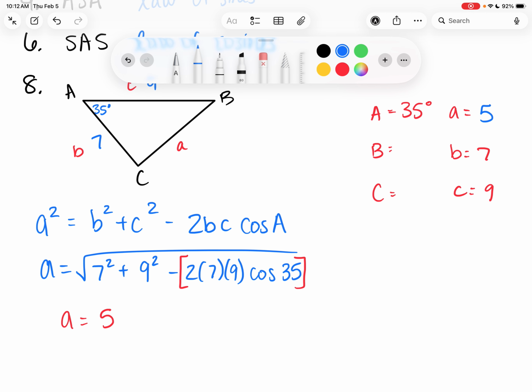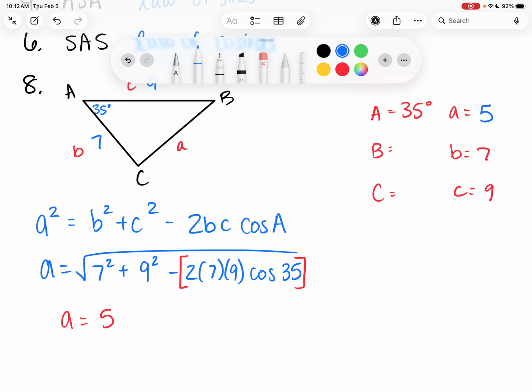All right. So side A is 5. So now you can either use the law of cosines formula to solve for an angle, or because I now have a side and angle pair, I can go back and use the law of sines formulas, which are easier. So I would do that one. That's my personal recommendation. So we always want to do the largest side first.